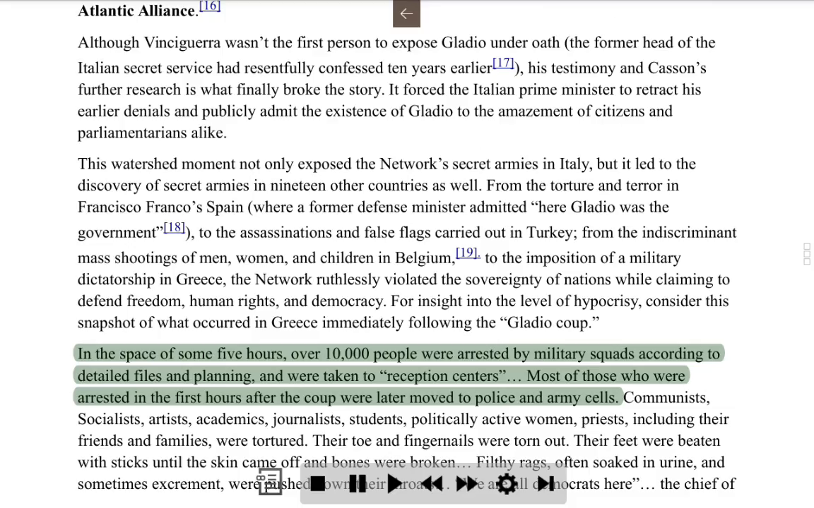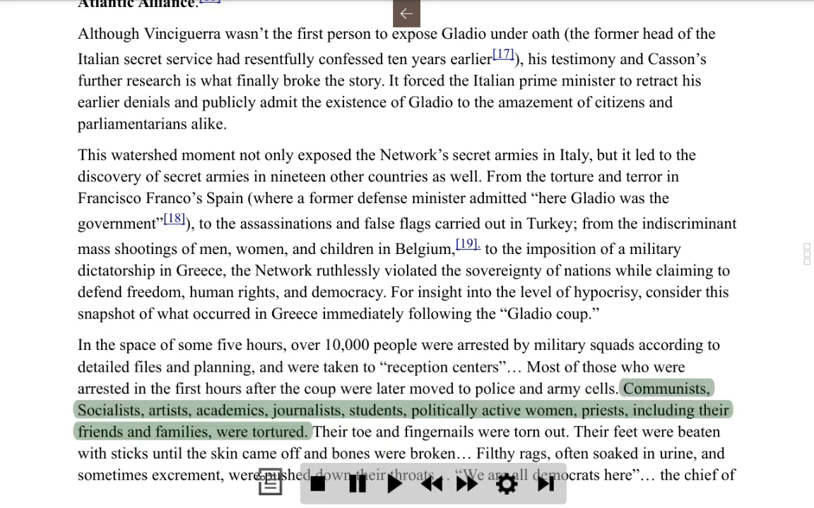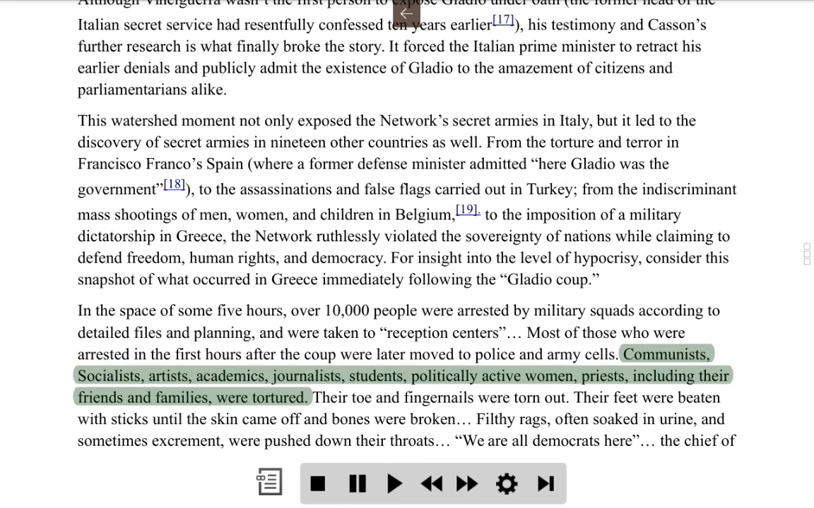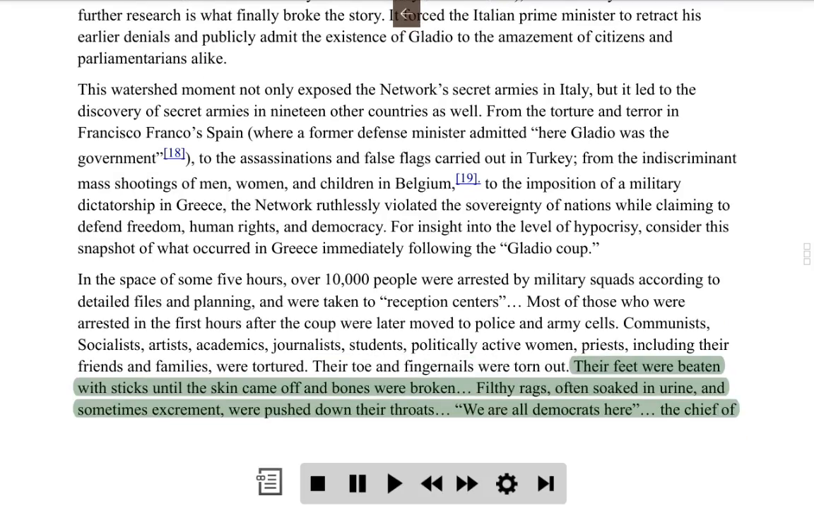Most of those who were arrested in the first hours after the coup were later moved to police and army cells: communists, socialists, artists, academics, journalists, students, politically active women, priests, including their friends and families, were tortured, their toe and fingernails were torn out, their feet were beaten with sticks until the skin came off and bones were broken. Filthy rags, often soaked in urine, and sometimes excrement, were pushed down their throats.